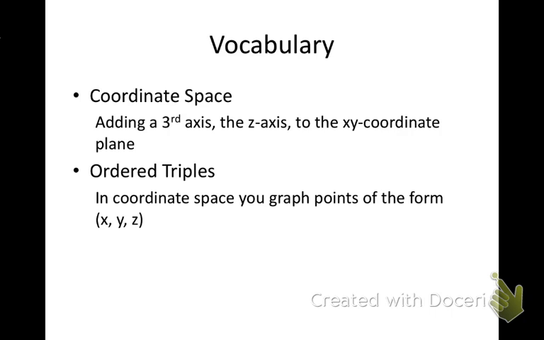Vocabulary. Again, as I said, we're going to talk about coordinate space. Coordinate space is now adding a third axis called the z-axis. So instead of the XY plane, we're going to talk about XYZ coordinate space. Instead of ordered pairs, we're actually going to talk about ordered triples. Ordered triples are very similar, because it just goes alphabetical order: X, then Y, then Z.